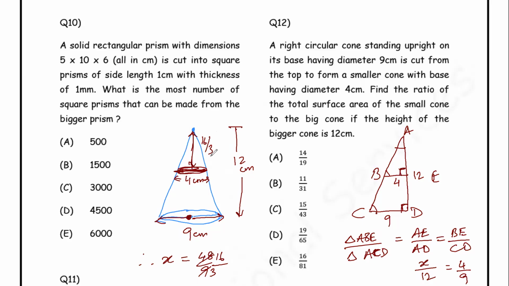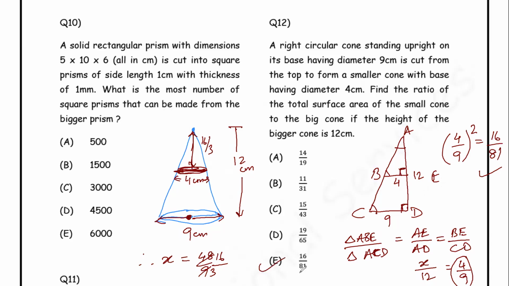We have to find the ratio of the total surface area of the smaller cone to the bigger cone. So we don't need to really find out X. All we need to know is the ratio 4 is to 9. Because that 4 is to 9 ratio is the ratio of the heights also, the ratio of the diameters also, ratio of the radii also. So if we simply take the square, then we'll get the ratio of the areas. And if you were to cube it, we'll get the ratio of the volumes of the smaller cone to the bigger cone. Therefore, my answer is 16 is to 81.